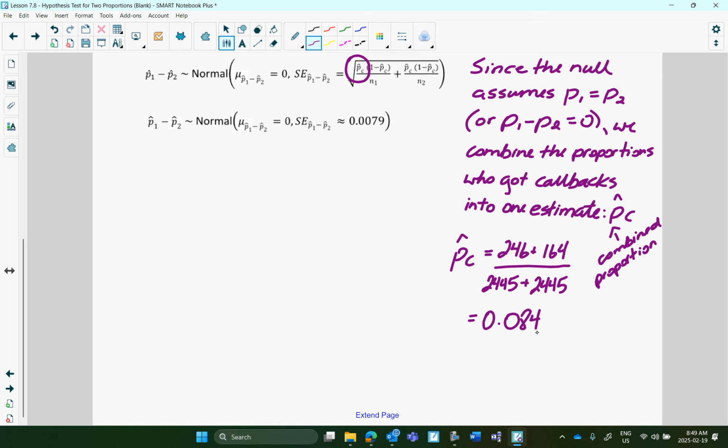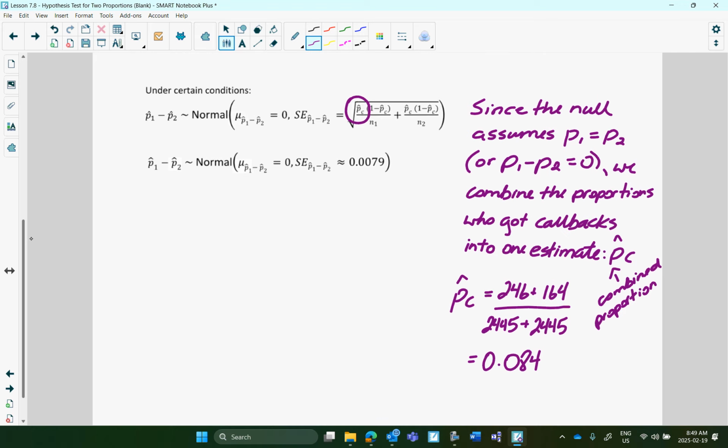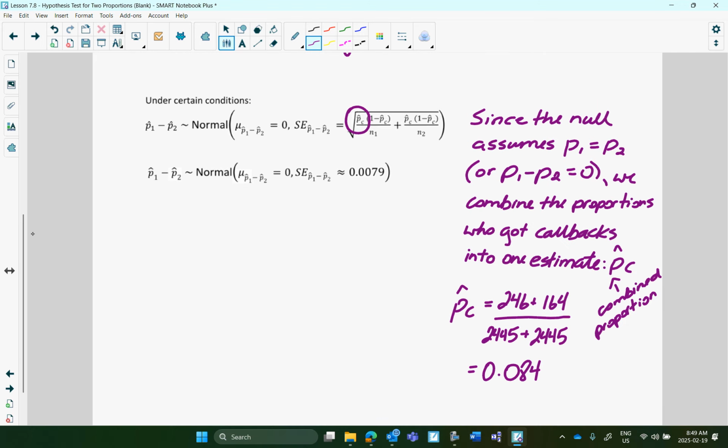It's almost, I don't know if I should say this, it's almost like an average of the two. Because remember, it was like 10% for the white, 6% for the black. So it's somewhere in the middle. That's how we do that. So that's how we get this, now that we've got this as 0.084, we take 0.084.